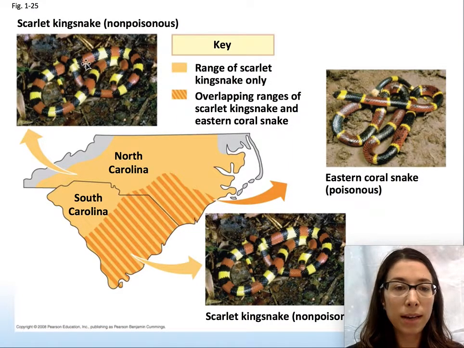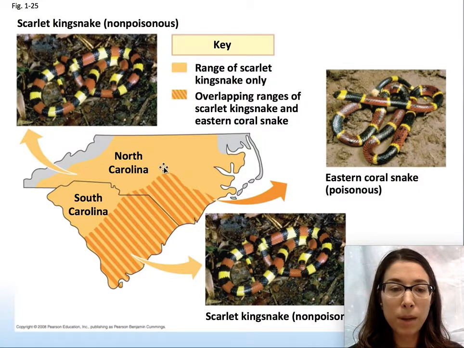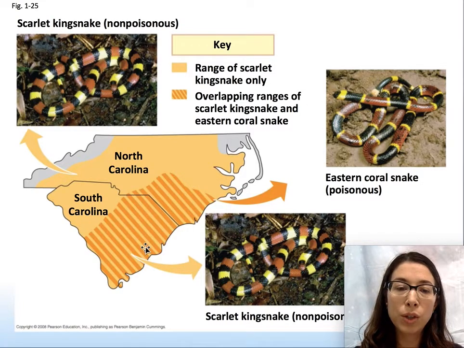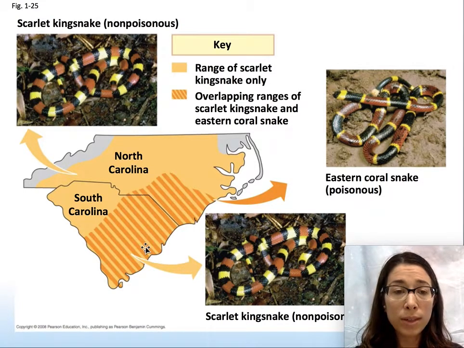let's do it. Let's take plastic snakes that look like this, and we'll put them in both experimental locations. We'll put some in this north area where there are no poisonous snakes, and we'll put some in the south area where poisonous snakes are present. And then we'll measure which group was attacked more.